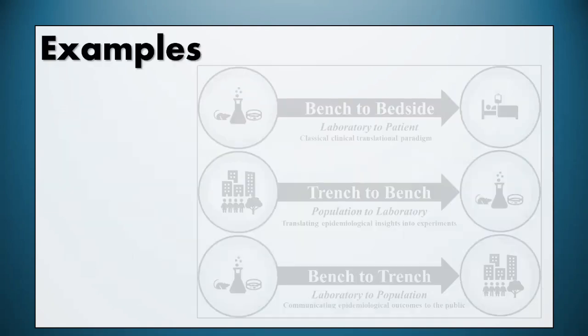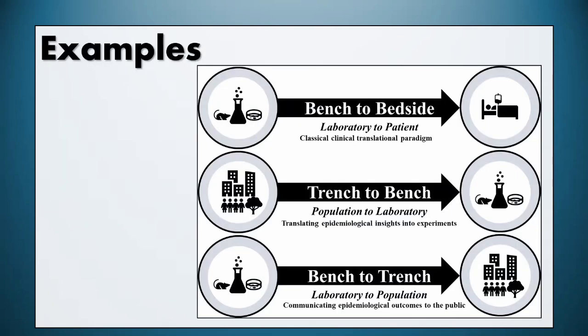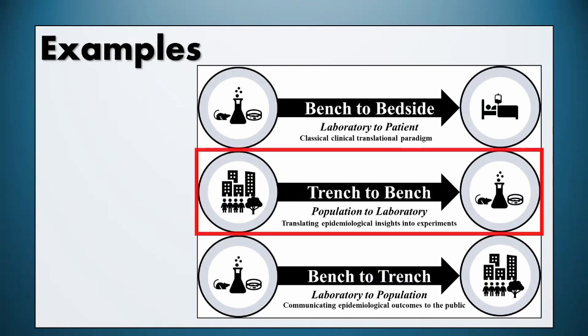And the example I'm talking about in epidemiology is what might be called trench to bench. So traditional translational paradigm, something like bench to bedside, you go from the lab to hopefully improving patients' lives, so the actual bedside for patients. Or you could think of bench to trench, that's more epidemiological. So you go from the laboratory to the population, so communicating epidemiological outcomes to the public. But the reverse methodology would be like the trench to bench.